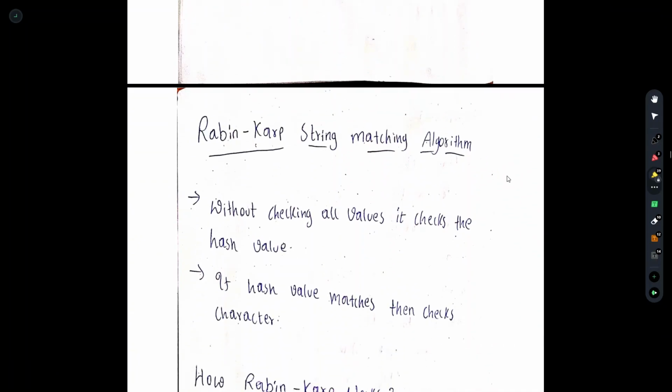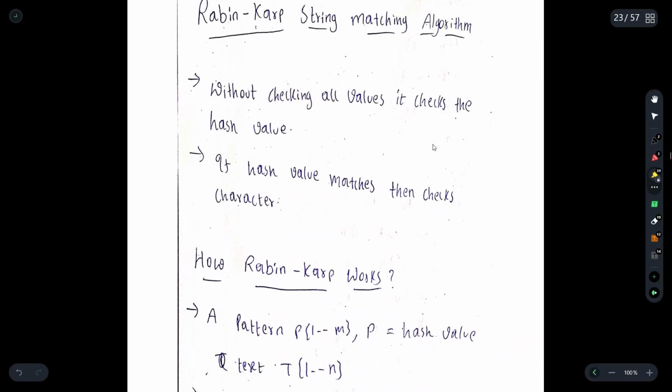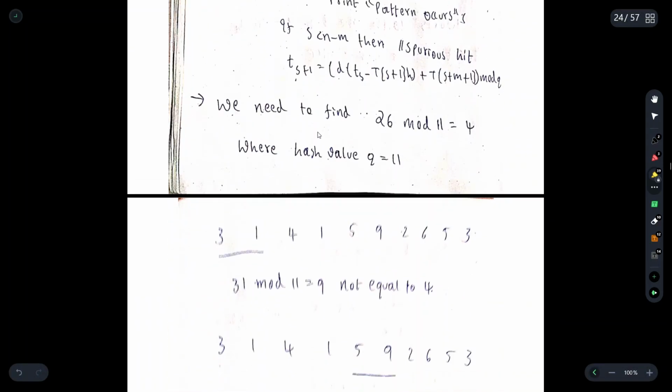Now the Rabin-Karp string matching algorithm. Here, without checking every single value in that particular text, we are just using some hash function. So we are dividing up the values, and we are searching for the pattern with the help of a remainder. So don't get confused, I will just show you here.